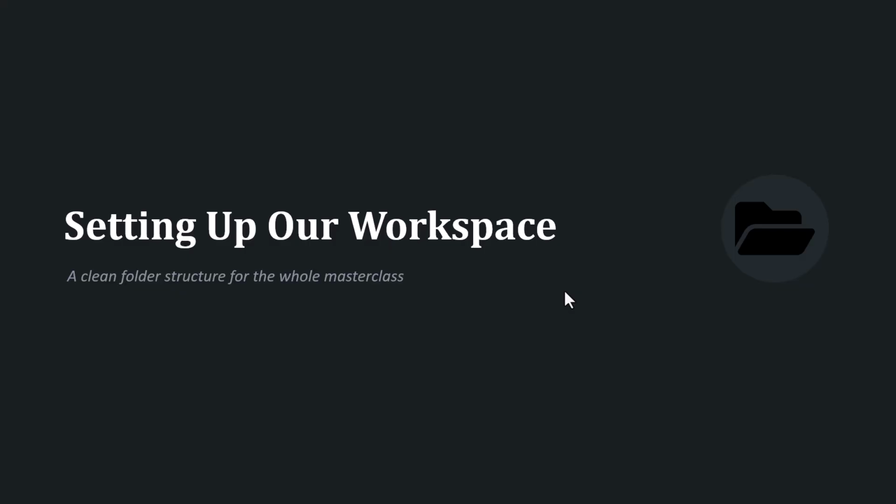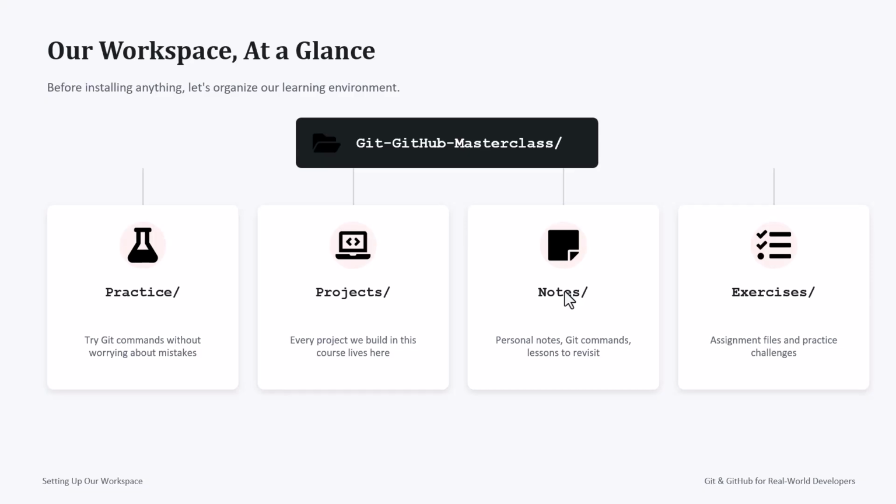It is very vital to have your structure very well organized at the beginning stage. This is what's going to create uniformity when you're collaborating with other people on any project. So we're going to be creating a folder called git-github-masterclass, and inside that folder, we're going to have 4 more folders.